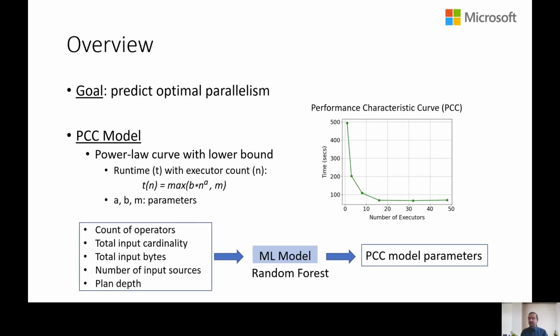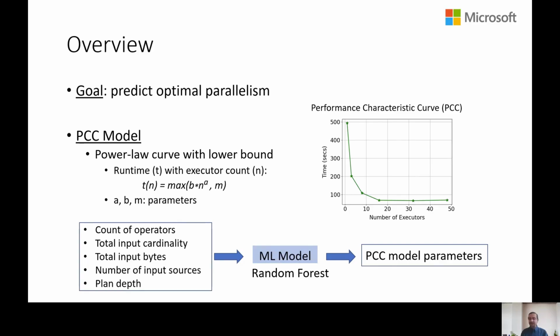This chart shows an example of how the running time of a TPCDS query can change according to the number of executors. Reusing terminology from prior work, we call this the performance characteristic curve or PCC. Similar to prior work, we model the PCC with a power law function to reflect its expected monotonic nature, but we also add a constant function to reflect a minimum value for the running time of the query. Our PCC model can thus be characterized by three scalar parameters, A, B, and M.